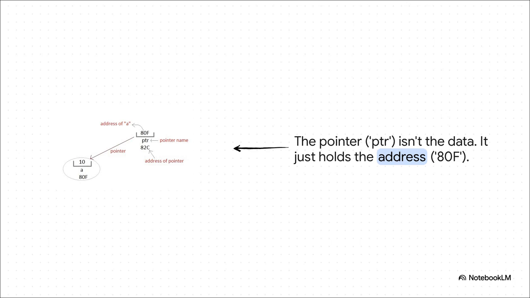And this right here is the key distinction to lock in. The pointer itself, this thing we're calling ptr, isn't the house with the number 10 inside of it. Nope. Instead, the pointer is like a separate little piece of paper where you've just written down the address, ADF. It points to the original variable simply by holding its location.